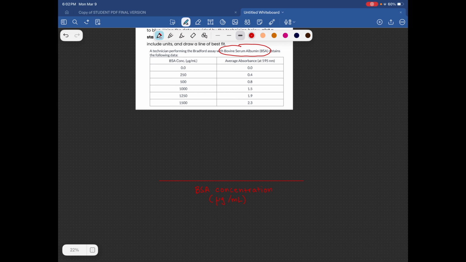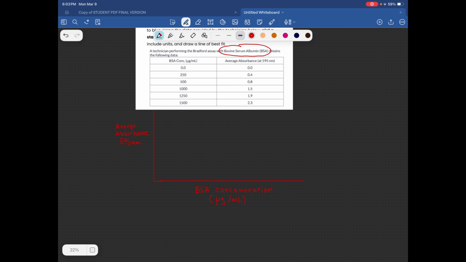And then for the y-axis, this will be our average absorbance. This is the blueness that the machine is going to detect as the protein reacts. So let's draw our y-axis, connecting these two together. And then we have to label this: average absorbance at 595 nanometers. All right, so that is setting that up.